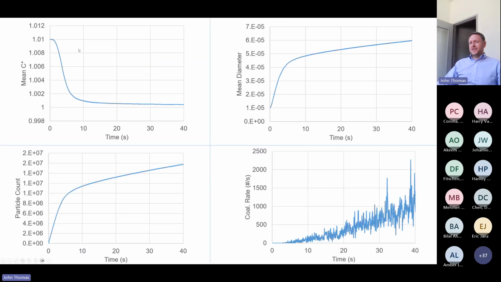And here's kind of what's going on behind the scenes. Again, mean concentration dropping down. It's going to eventually get down to 1 because mass transfer demands it.